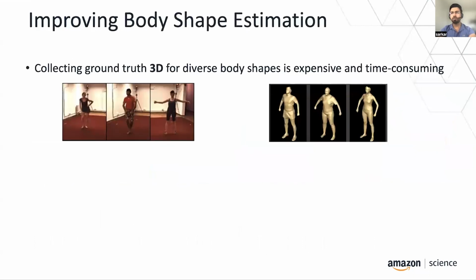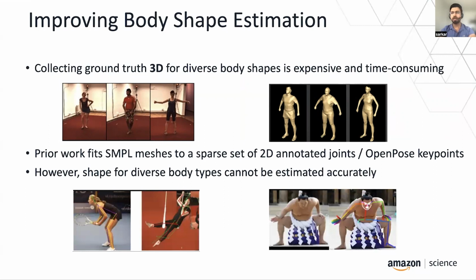A straightforward way to improve body shape estimation is to collect 3D body scans of people. However, this is expensive and time-consuming, and hence difficult to collect 3D ground truth for a diverse set of body types. However, collecting 2D data is relatively much cheaper, and this allows labeling much larger in-the-wild datasets comprising people with diverse body shapes. Prior work uses a sparse set of 2D joints or OpenPose keypoints, which work well for certain body types, as shown in the bottom left. However, as one would expect, it would not work for all body types as shown in the example on the bottom right, as the 2D points would not provide much shape-specific information.